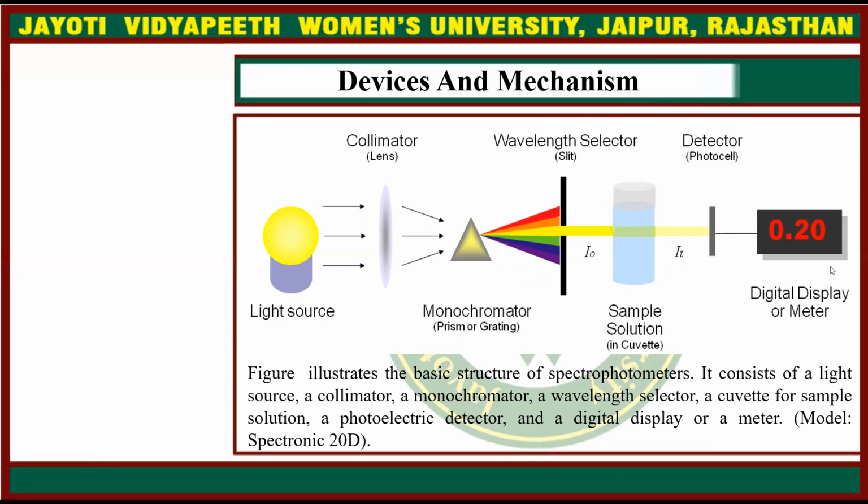It consists of a light source, a collimator, a monochromator, a wavelength selector, a cuvette for the sample solution, a photoelectric detector, and a digital display or a meter. This is the diagrammatic representation of the spectrophotometer.